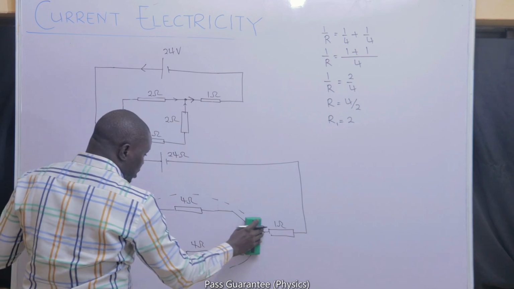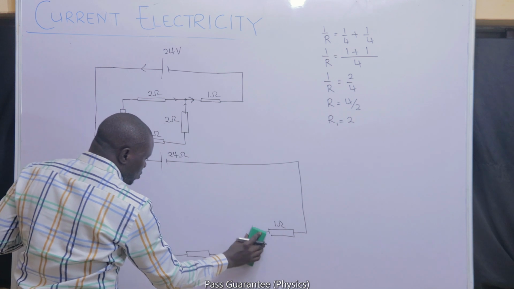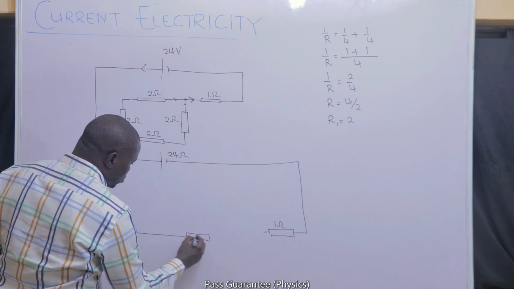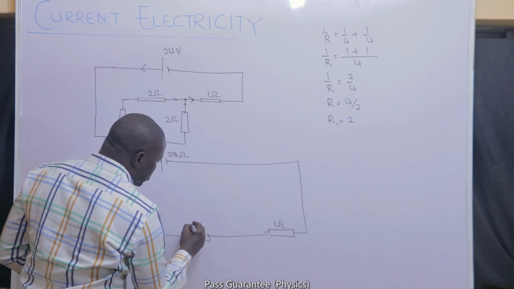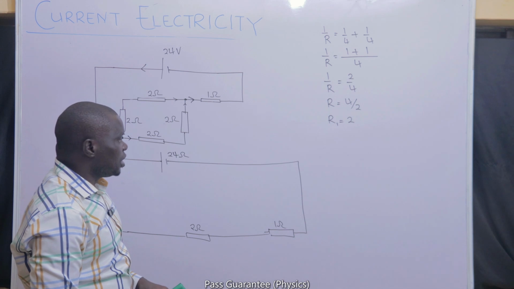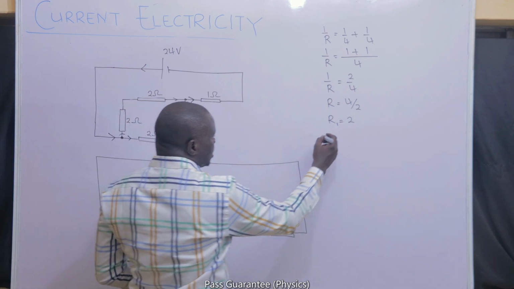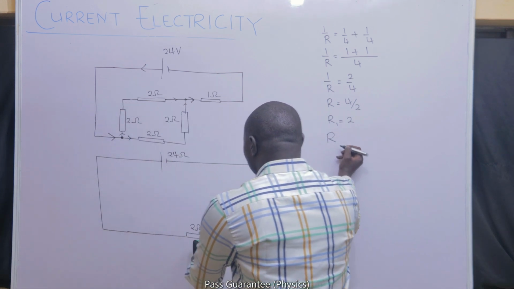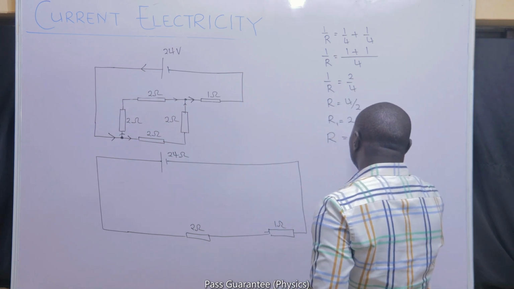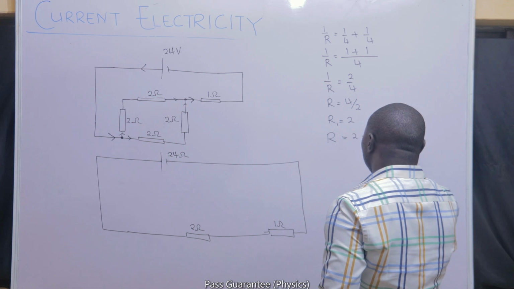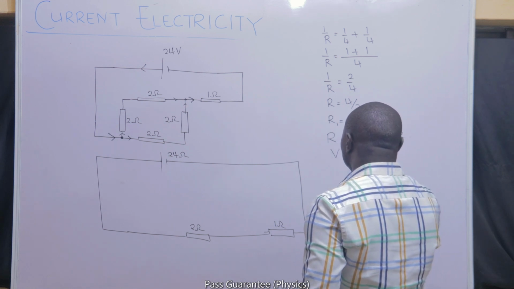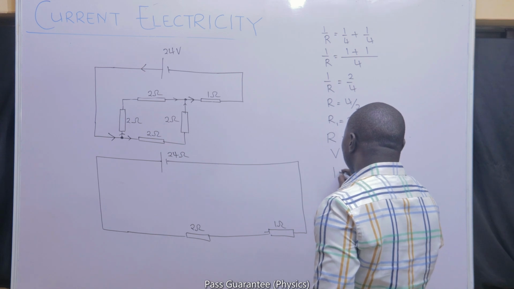I can even clean it up and just replace it with that 2. And that is when I will observe that it is just 2 resistors that we have in the circuit. Since I know that this 2 is in series with 1, the total resistance will just be 2 plus 1, and that should be 3 ohms. My voltage is given to be 24 volts. Because it is 24 volts, I can now find the current.